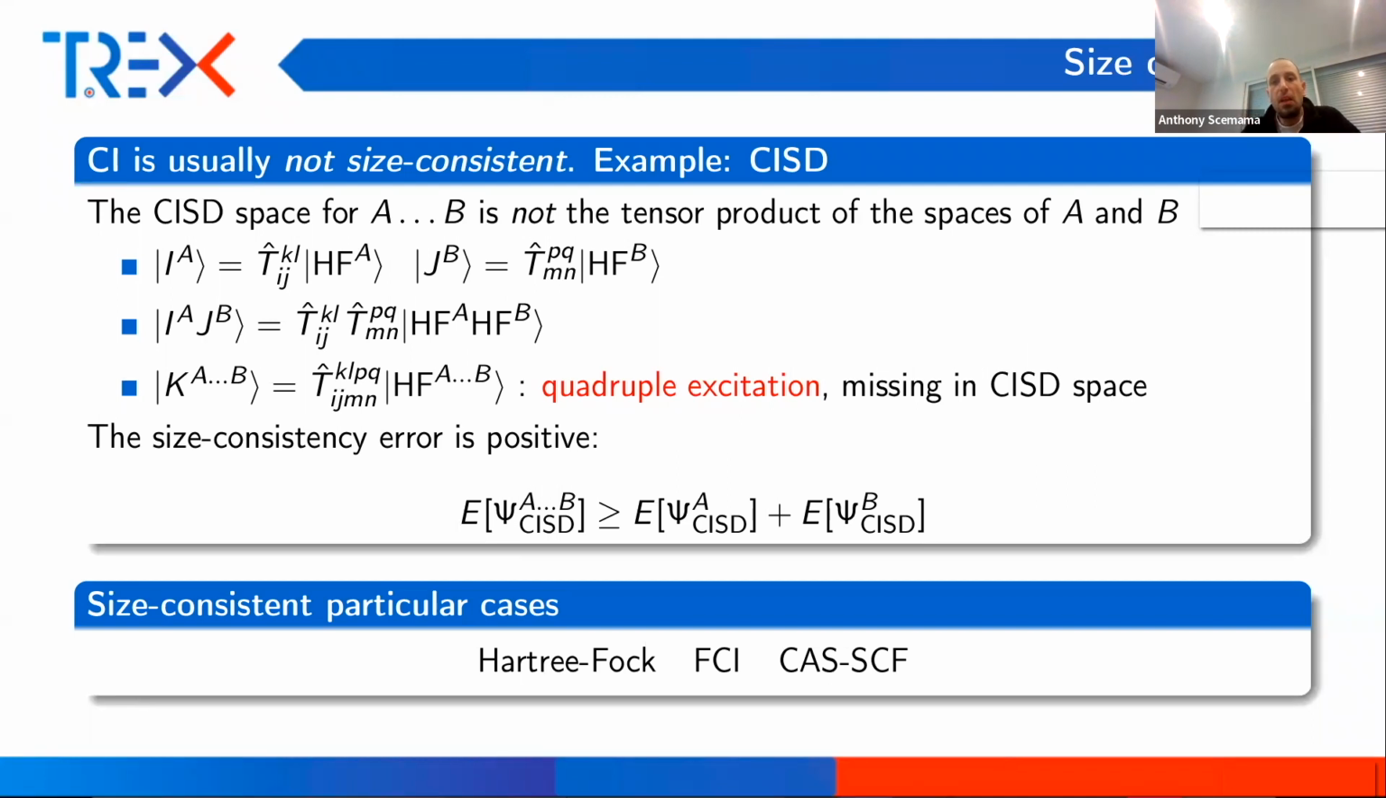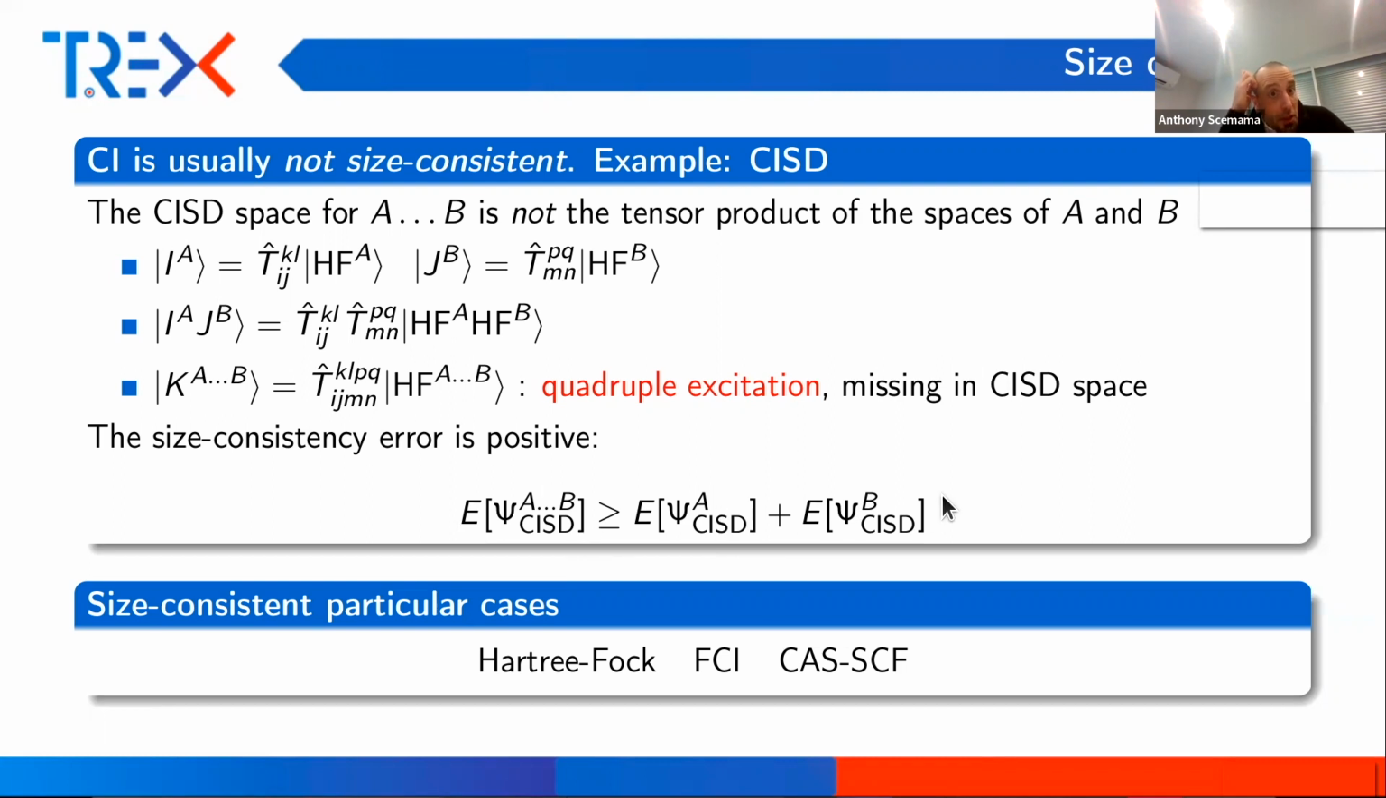And another way to see it is that when you do CISD on AB, if you have a double excitation on A, it implies that you have the Hartree-Fock on B. Okay, and if you make a double excitation on B, it implies that you have the Hartree-Fock on A. So you introduce here some coupling, some spurious correlations between A and B, which is not physical, and you will have an energy which will be higher than the energies of the independent systems.